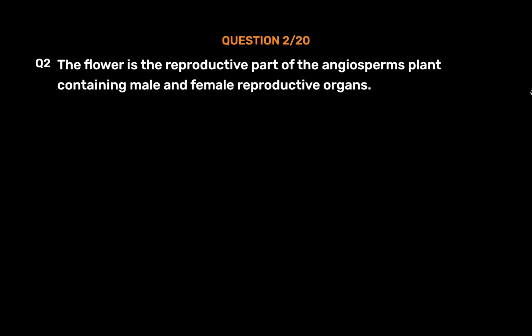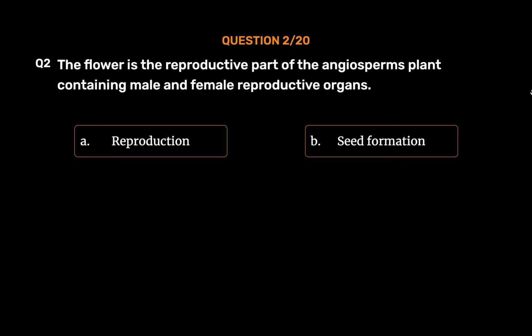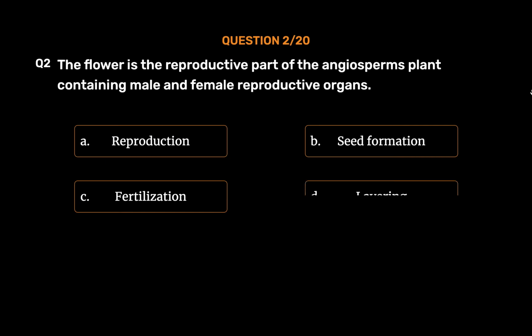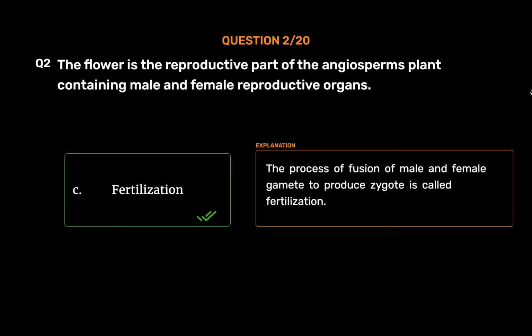Question number 2. The process of fusion of male and female gametes to produce a zygote is called: Option A, reproduction. Option B, seed formation. Option C, fertilization. Option D, layering. The correct answer is Option C, fertilization. The process of fusion of male and female gamete to produce zygote is called fertilization.